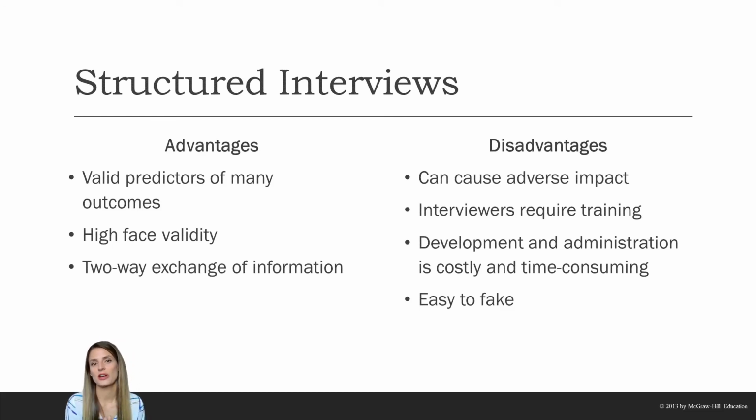The problem is structured interviews are known to create adverse impact, both unstructured and structured. Interviewers require training. Anytime a selection test requires training, it's an added step, it's an added expense that sometimes we don't have time for, and sometimes we don't have the budget for. Development and administration can be costly and time consuming. Structured interviews are easy to fake. People can lie. People can say whatever they want to. We can use background checks to try to validate the information shared in structured interviews, but it is still difficult to figure out whether or not Amy actually did that thing she said she did.